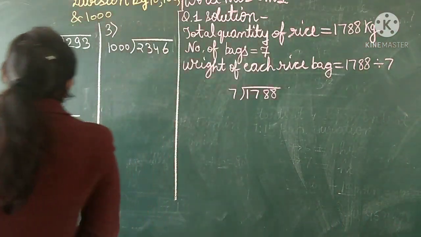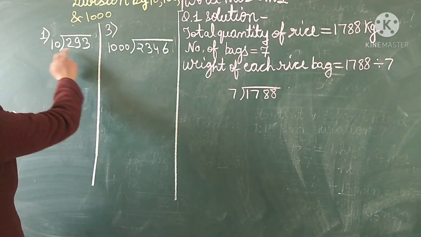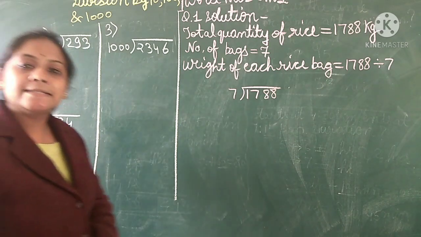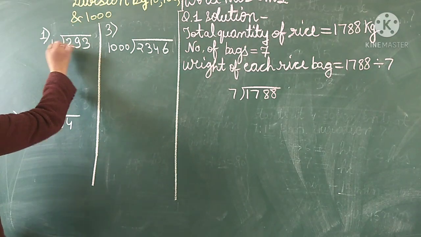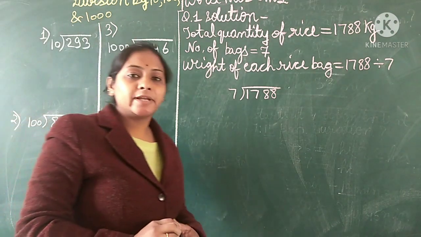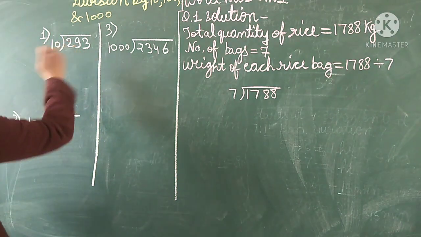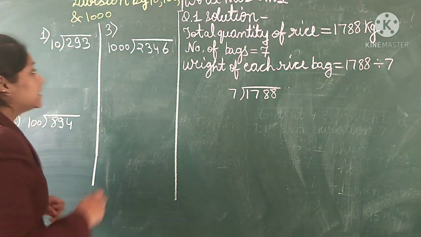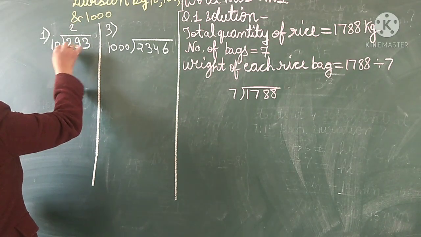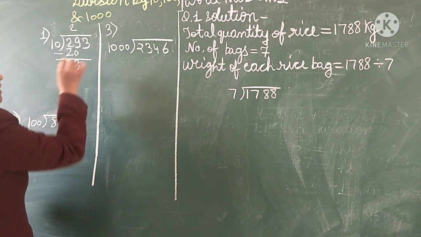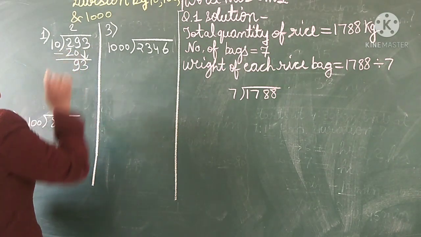Now here I have taken 3 examples. So here 293 we have to divide by 10. The starting number is 2, which is less than 10, so we cannot take a single number, we will take 29. 29 in the table of 10 doesn't come, so we will take the smaller number, 10 twos are 20. We subtract, we get 9 here, and then this 3 will come down.